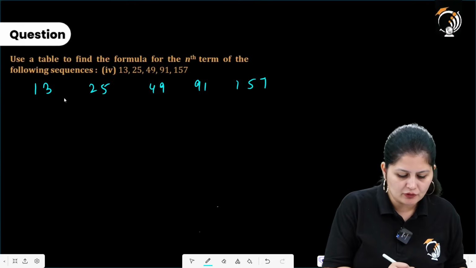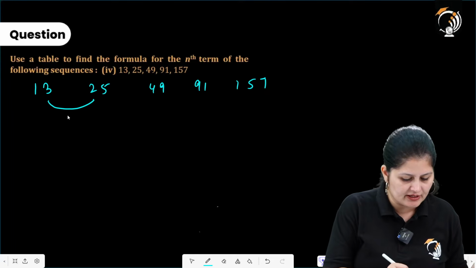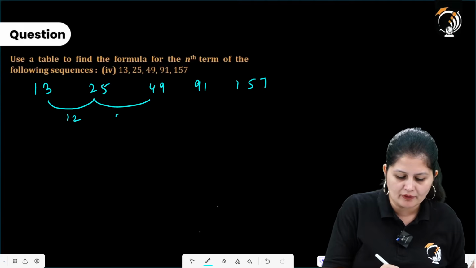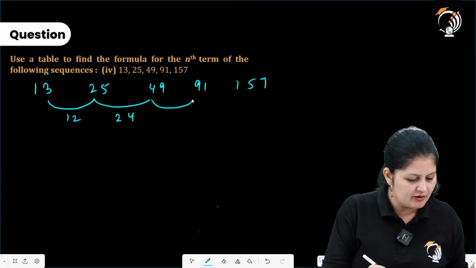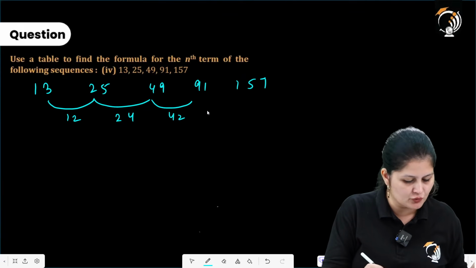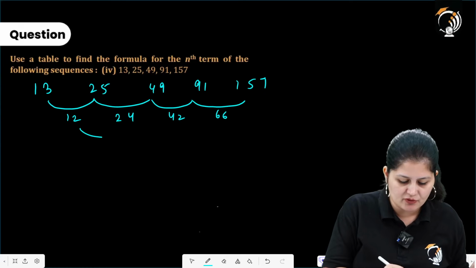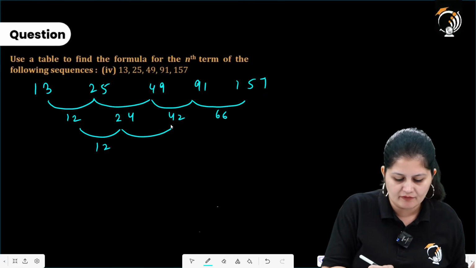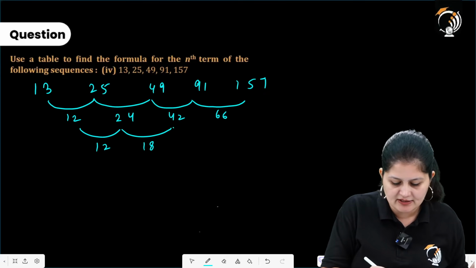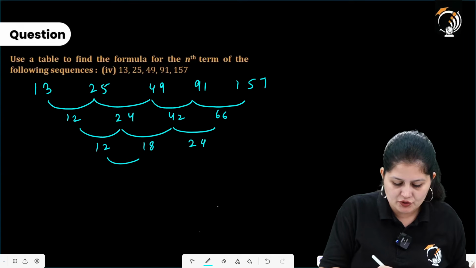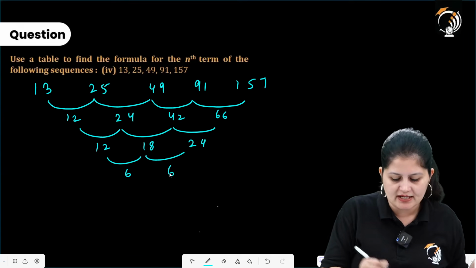So talking about the common difference that we can see here, we are getting the common difference as 12. If I talk about the common difference here, it is 24. If I talk about the common difference, it is 42. Let's do the calculation. This is coming out to be 66, right? That is what we are getting. So the second difference is 12, then we can get it as 18, then we can get it as 24. So the third difference that we can observe here is again constant.